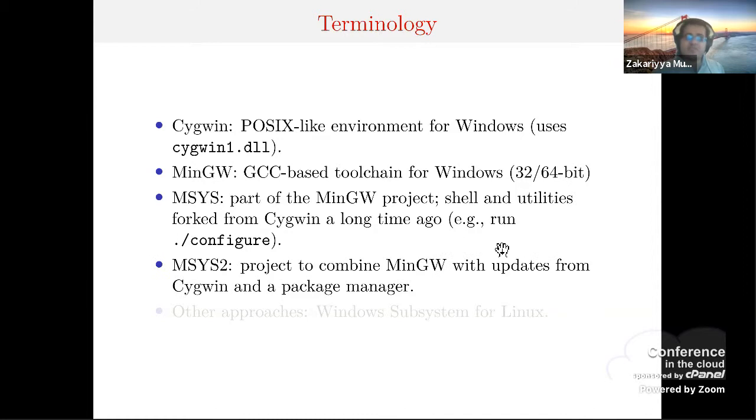So now we have MSYS2, which combines MinGW with updates from Cygwin and a package manager. There are other approaches, like the Windows subsystem for Linux from Microsoft, but that uses virtualization. It doesn't give you native code. MSYS2 can give you native code that you can distribute using the Win32 APIs, everything like that.